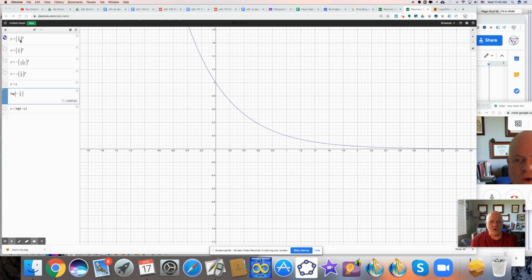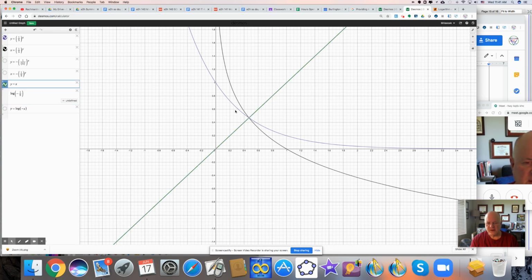First of all, we start off with y is equal to (1/5) to the x. This is exponential decay, obviously, and it goes through 1, the y-intercept. If I were to look at the negative of that, it's this one. It's going to flip it over the x-axis. Now, if I were to look at the inverse, which is the log of this, it's going to be a reflection across the line y is equal to x. And you can see that original purple curve has a reflection across this line y is equal to x.